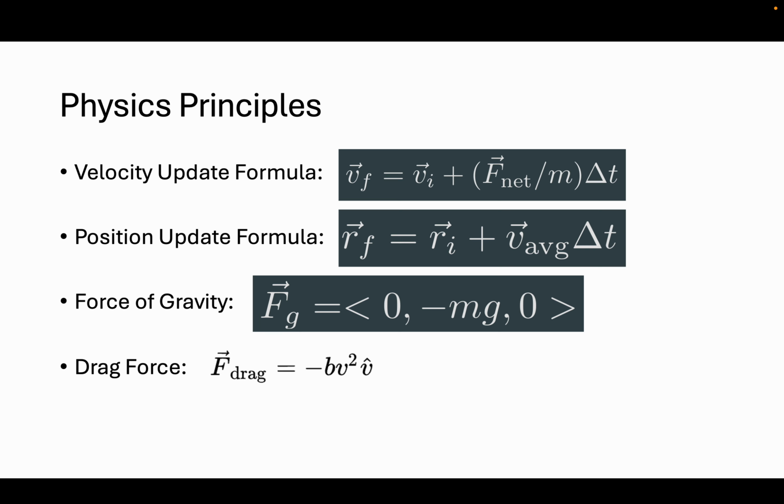Speaking of forces, the force of gravity. This vector points straight downward because gravity only affects the vertical direction. Finally, we have the drag force. Drag depends on the square of velocity and always acts in the opposite direction of motion. The coefficient b represents how much air resistance affects the object.